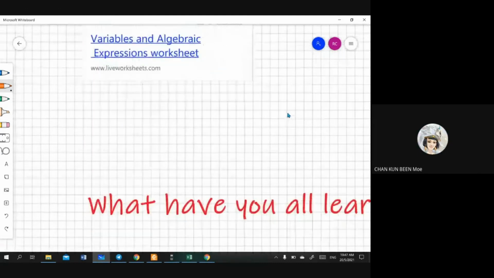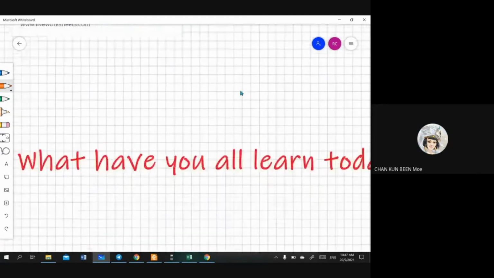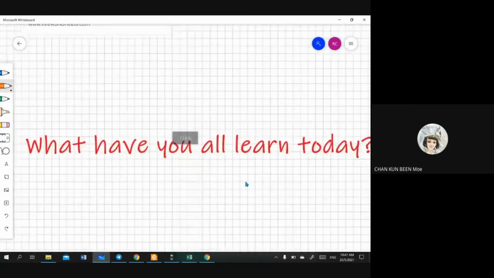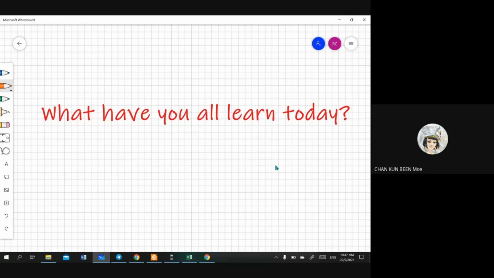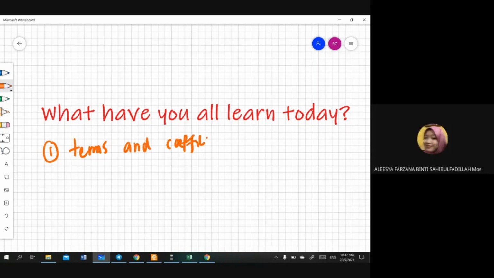So we are almost at the end. I need you to tell me what you have learned today. Just give me a simple summary. What have you learned today? Do you still remember? Terms and the coefficient in an expression. Okay, you identify the terms and coefficients. What else? Like and unlike terms. Yes, very good. Like and unlike terms.